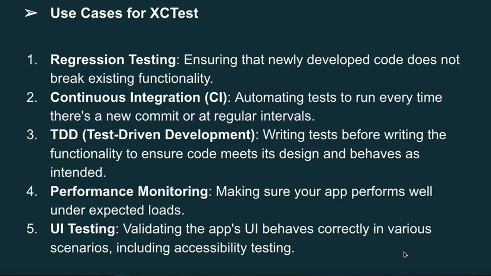Use cases of XCTest. Number one, regression testing, ensuring that newly developed code does not break existing functionality. Continuous integration, CI, automating tests to run every time there is a new commit or at regular intervals. TDD, test driven development, writing tests before writing the functionality to ensure code meets its design and behaves as intended.